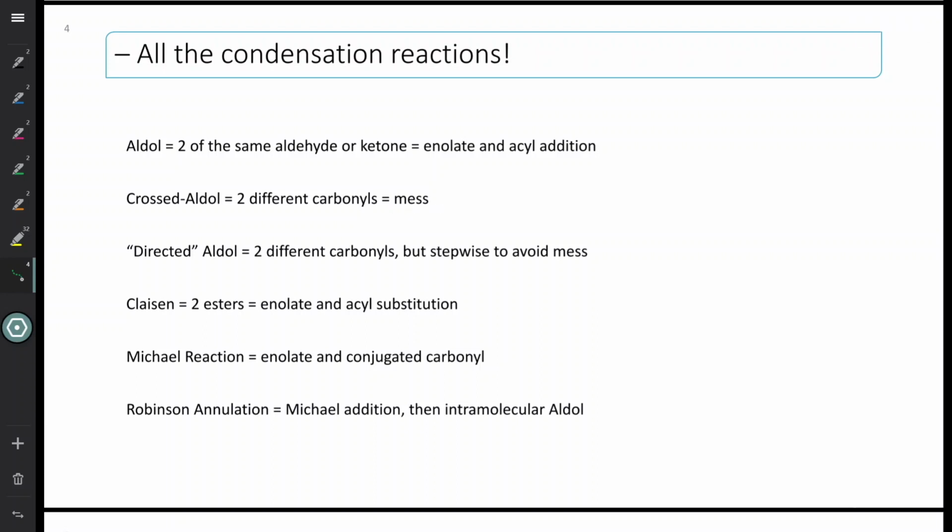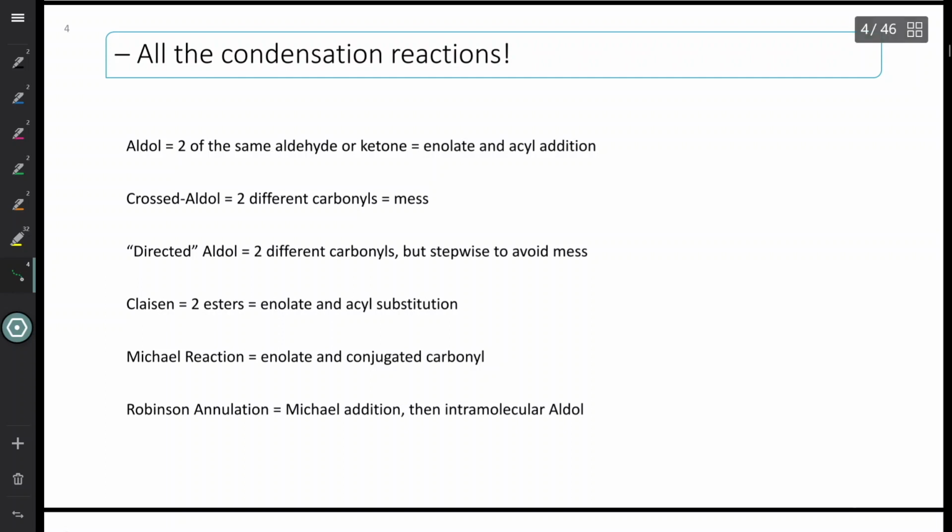To avoid that, we're going to learn how to do the directed aldol. Again, two different carbonyls, so maybe two different aldehydes, but we're going to do it stepwise. So we form our enolate, then add our electrophile, and that will avoid the mess. Then we're going to cover the Claisen reaction. The Claisen reaction is exactly the same as the aldol, but instead of ketones, we're going to have esters. Because they're esters, carboxylic acid derivatives, they will perform acyl substitution instead of addition. So that'll be slightly different.